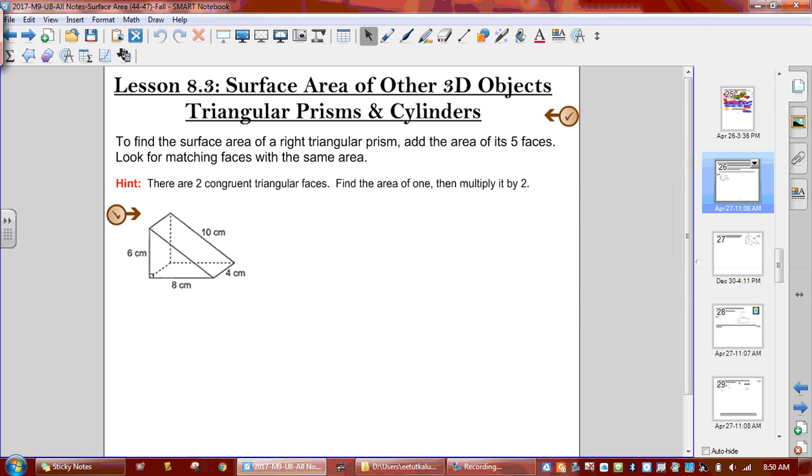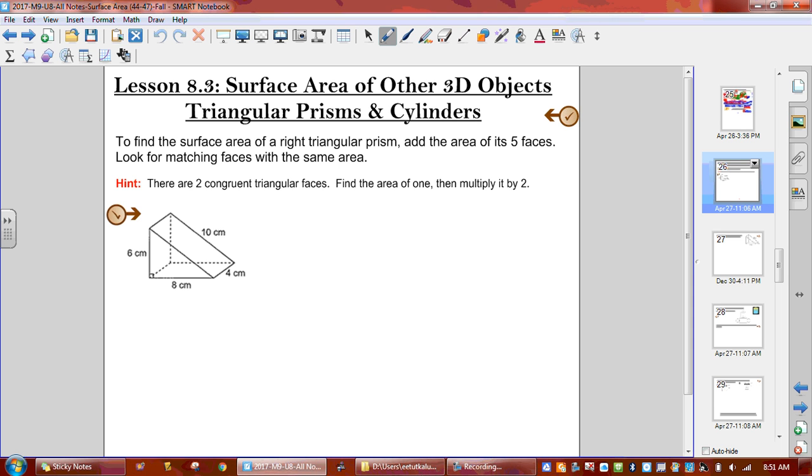Okay, this is lesson 8.3 of surface area of 3D objects. So the triangular prisms we're going to start with. Prisms are based and named by what they're sitting on. So they have two faces that are that size. So if it's a triangular prism, there's going to be two triangles.